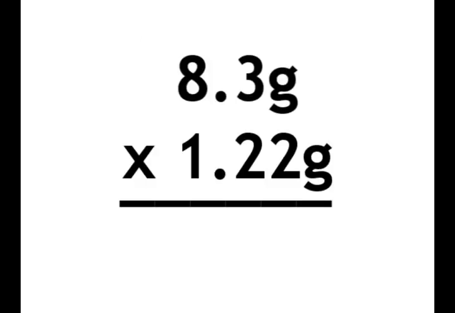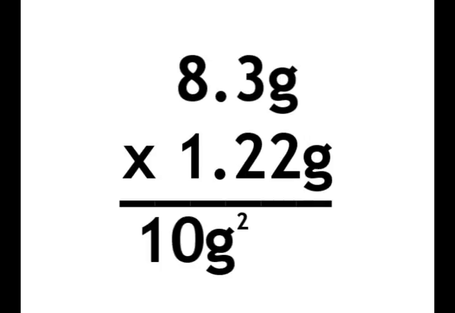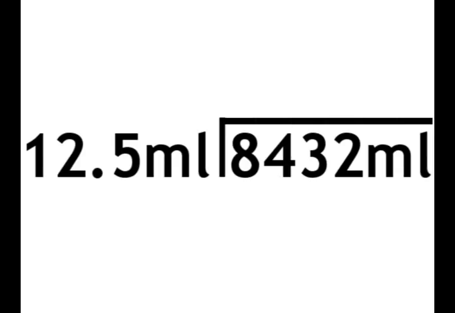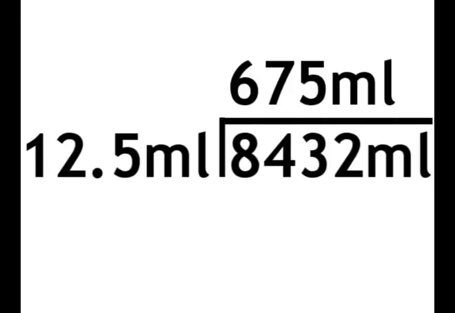What is 8.3 grams times 1.22 grams? The answer is 10 grams squared. And finally, what is 8,432 milliliters divided by 12.5 milliliters? The answer is 675 milliliters. If you still think these are hard, don't worry, it takes a lot of practice.